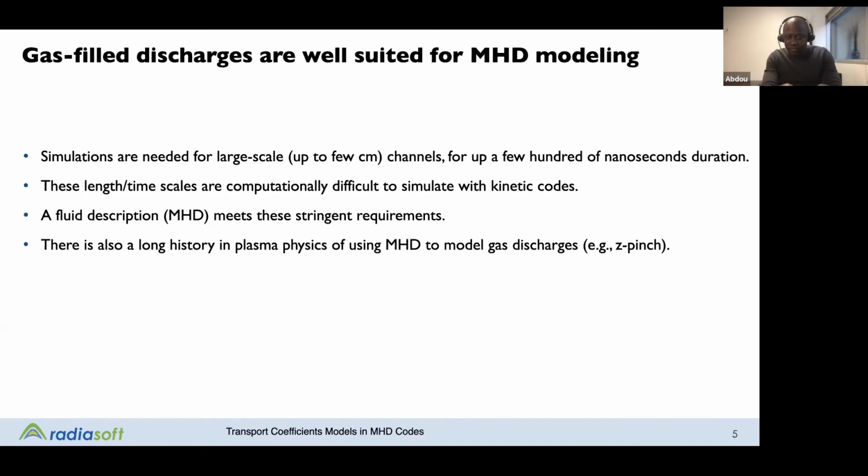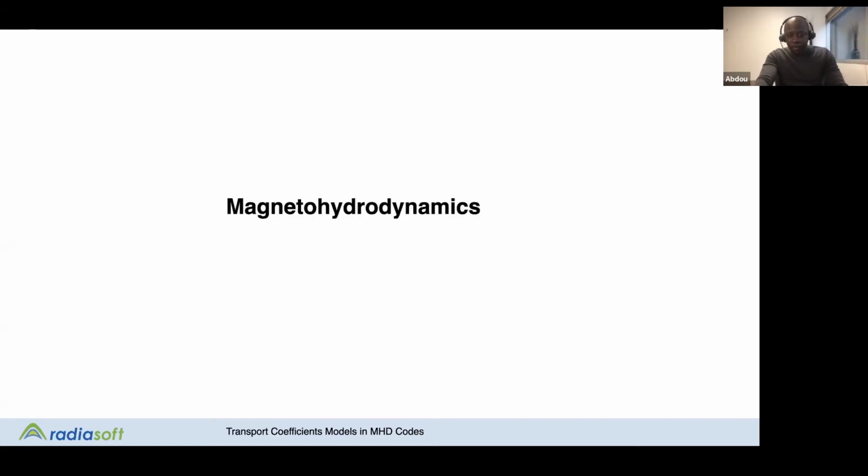These time scales are quite difficult to model with kinetic codes. Kinetic codes were often used to do transport and to look at field advection, but they cannot really reach this scale. And MHD is really the perfect tool for this type of physics. Additionally, MHD has a long history of being used to model gas discharges, for example, in Z-pinch or in tokamaks in the context of magnetic confinement fusion. So that's our tool. Now, what I would like to talk about really quickly is what MHD is.